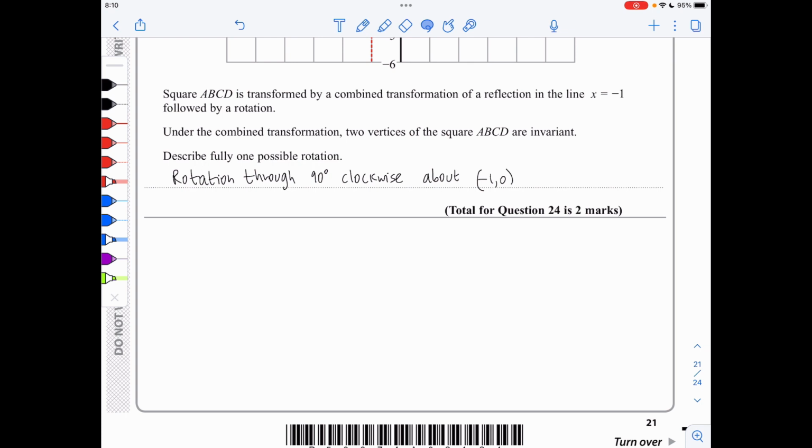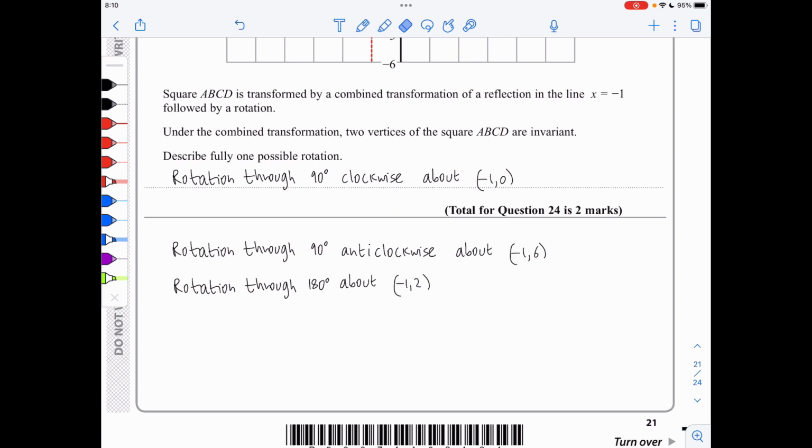Now there are other possibilities here. One of them is a 90-degree anti-clockwise rotation about -1, 6, or a 180-degree rotation about -1, 2, and finally a 180-degree rotation about -1, 4.